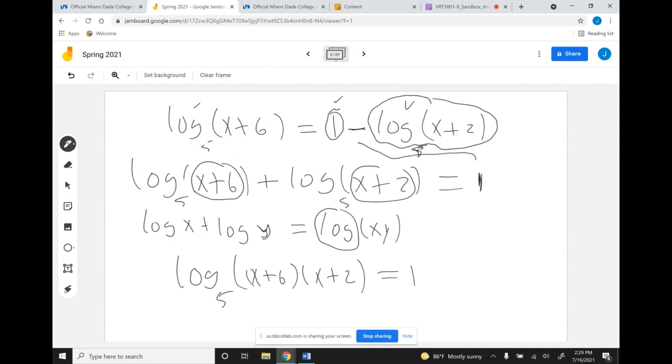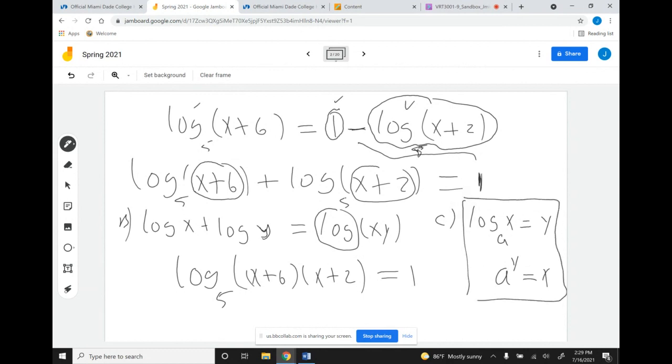Before I do anything else, there's another property. I guess this will be B, and C is this. Log of x base A equals a number, let's call it y. It's the same thing as writing... hold on, I made a mistake. It's the same as writing A to the exponent y equals x. Those two things are the same. One is in exponential form, and this one is in log form.